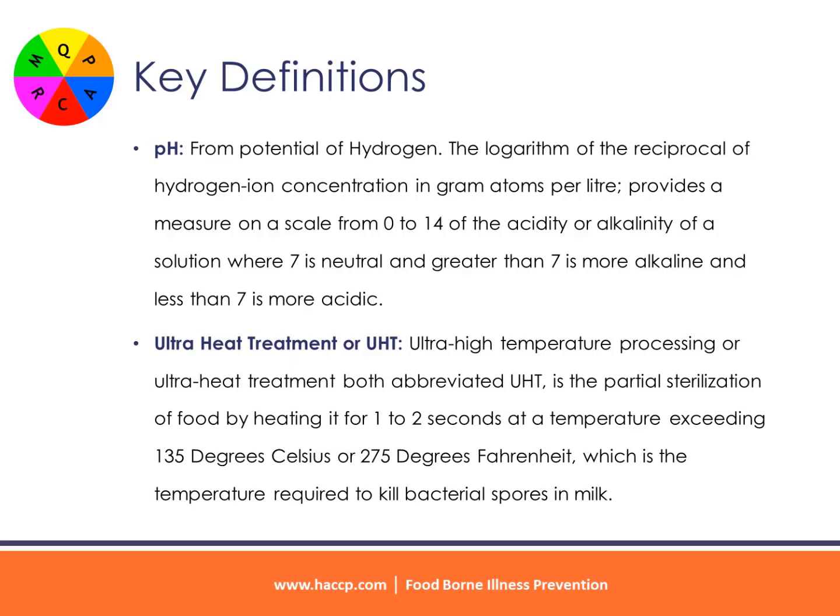Ultra-heat treatment or UHT. Ultra-high temperature processing, or ultra-heat treatment, both abbreviated UHT, is the partial sterilization of food by heating it for 1 to 2 seconds at a temperature exceeding 135 degrees Celsius or 275 degrees Fahrenheit, which is the temperature required to kill bacterial spores in milk.